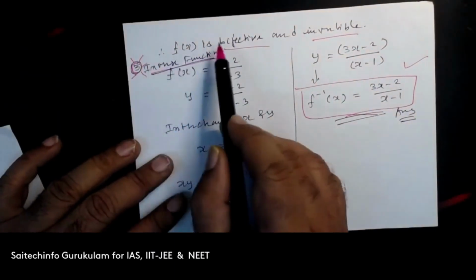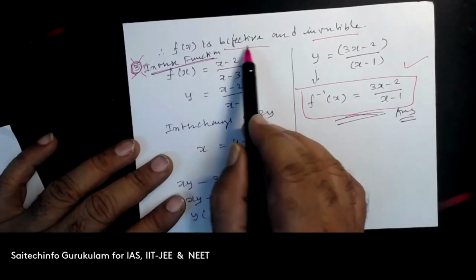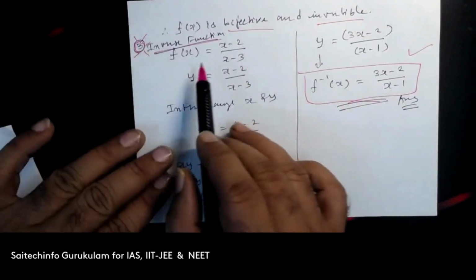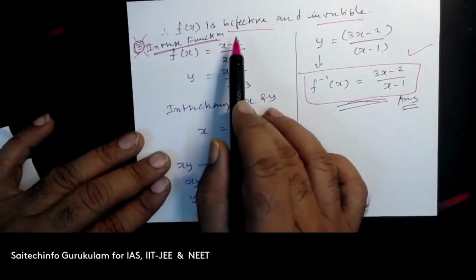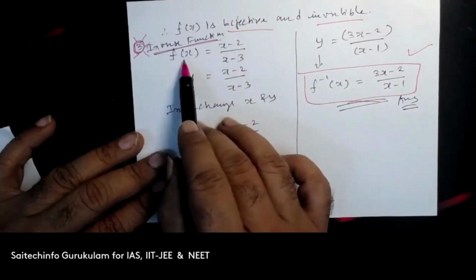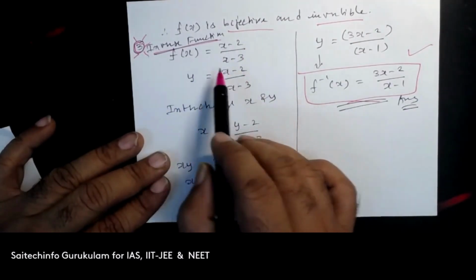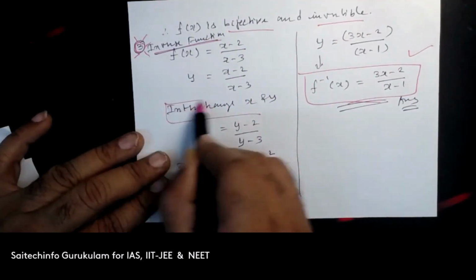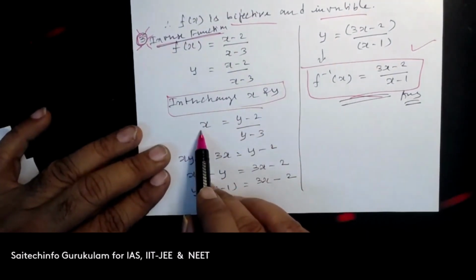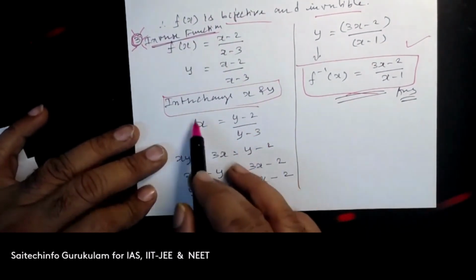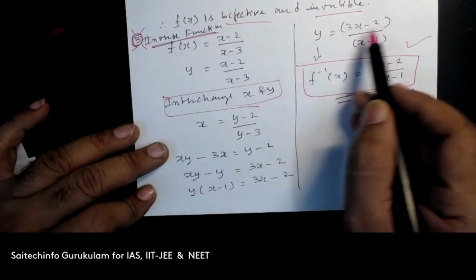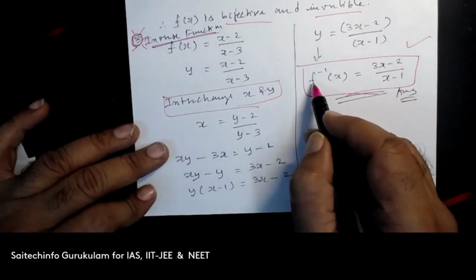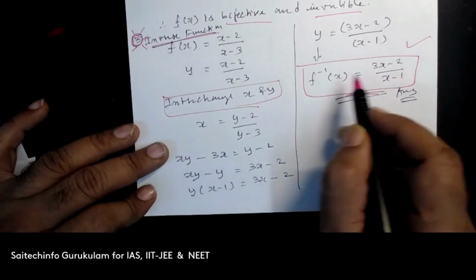Third one: when both are possible, then it is called bijective and it is invertible. So we have to find the inverse function. How to proceed to determine the inverse of a function? Take the given f of x and replace it by y. Now interchange x and y, this is a very important step. So x is equal to y minus 2 divided by y minus 3, and work out the value of y. When you get 3x minus 2 divided by x minus 1, that can be declared as f inverse. So what is the meaning of this?